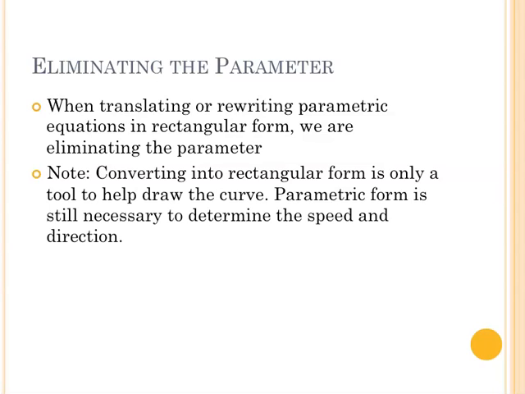So how do you go about actually eliminating the parameter? How do you actually go about converting something into rectangular form? So, 3 basic steps anytime you are trying to eliminate the parameter. These are general steps. We will do an example at the end where we actually won't be using these particular basic steps, but we'll get into that when we get there.